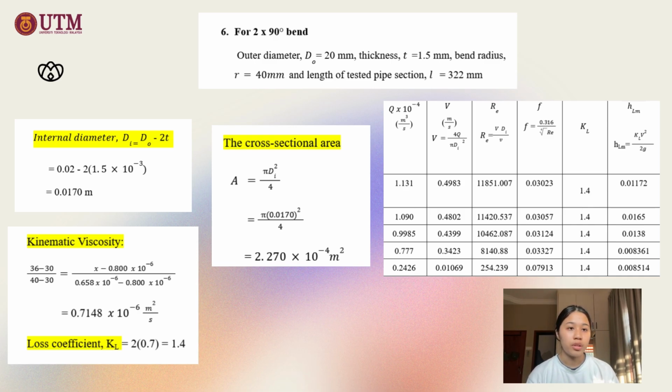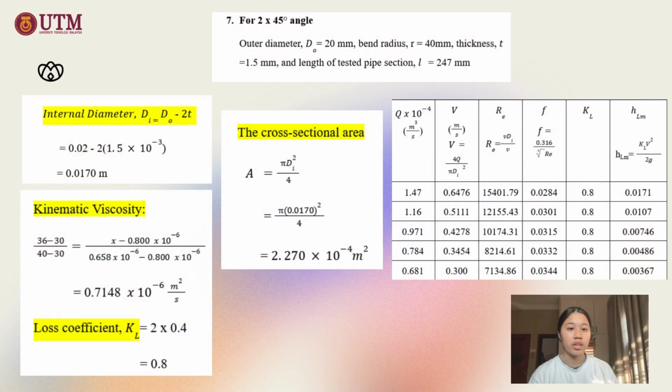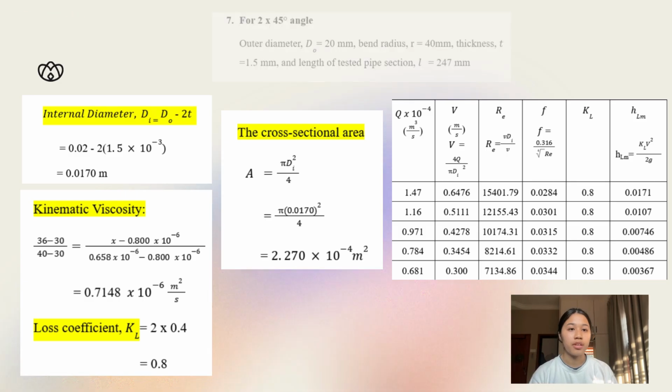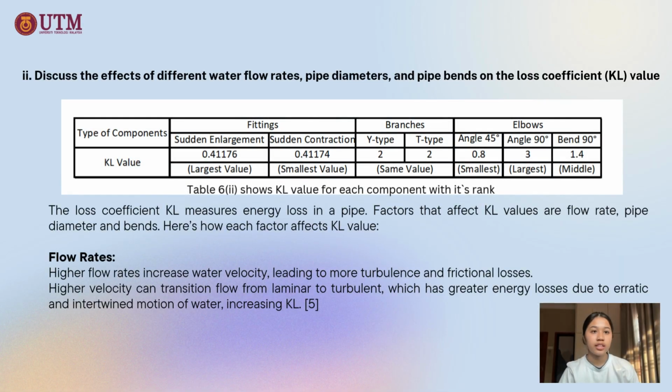So by Reynolds number, we can get the value of F using the formula given. Lastly, for the 45-degree angle, we also did the same step to obtain the value of F. The second discussion asks us to discuss the effects of different water flow rates, pipe diameter, and pipe bends on the loss coefficient, which is the KL value.